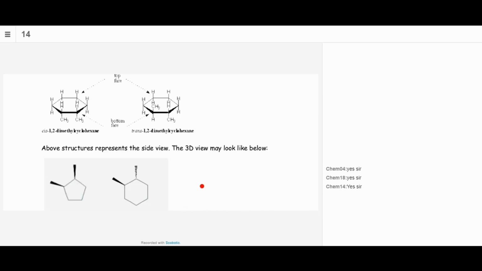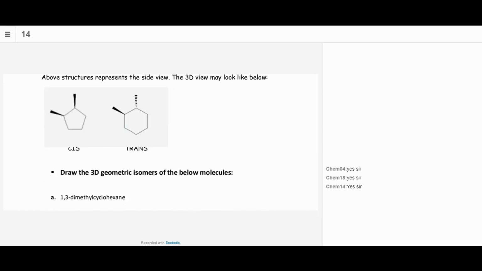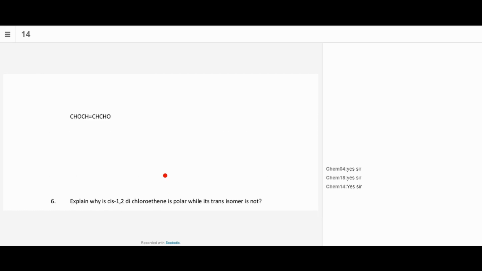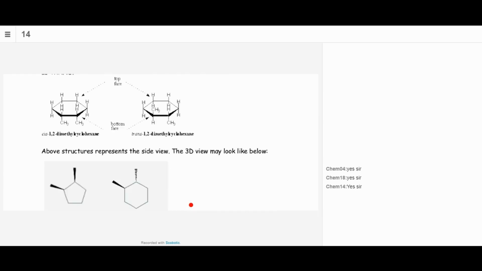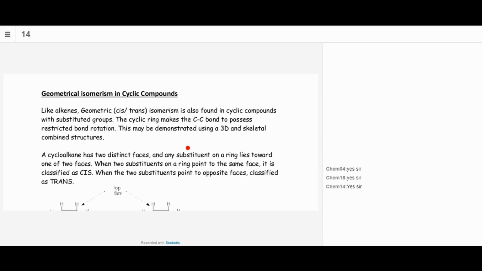And then I think there is where we stopped, where I explained about the cis-trans isomers. I think we named the cis-trans isomers of these molecules here. And today, to continue from page 22 onwards, the cis-trans geometric isomerism in cyclic compounds. Now, like alkenes, this type of geometrical cis-trans isomerism is a part of stereoisomerism.